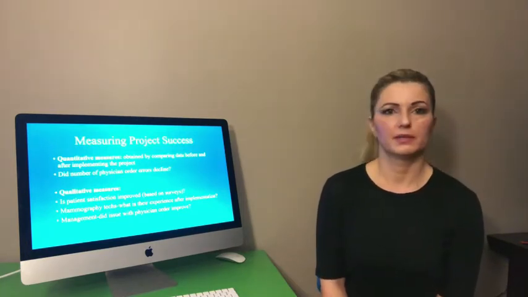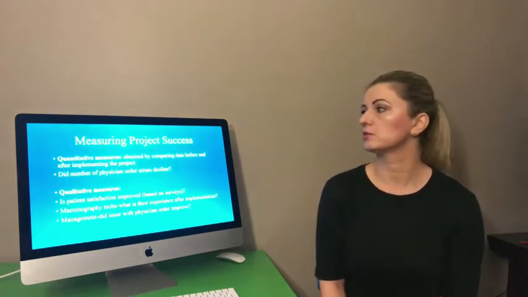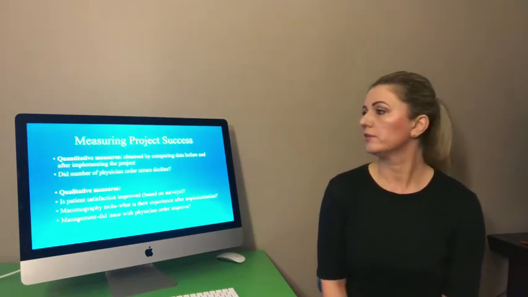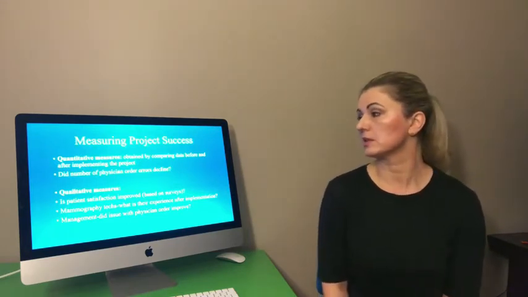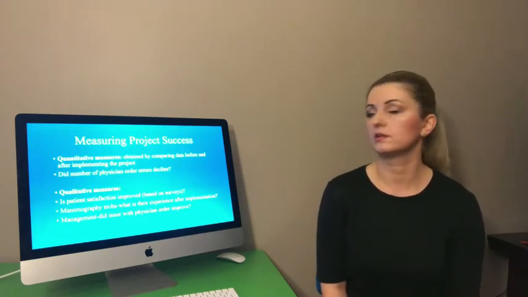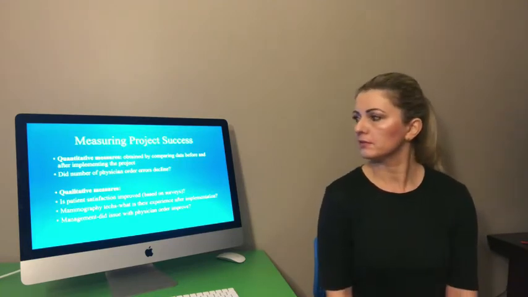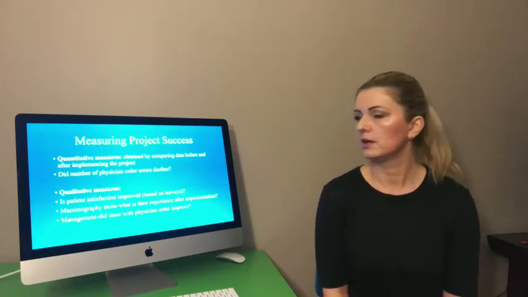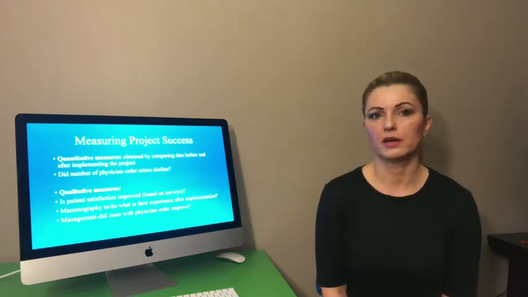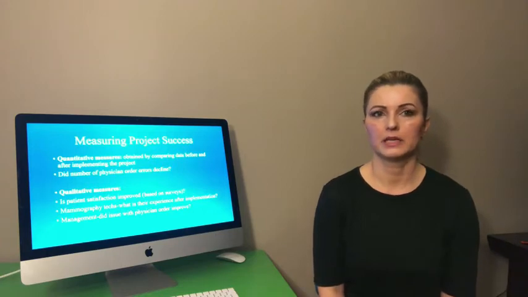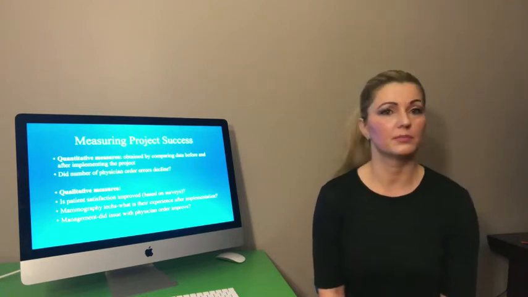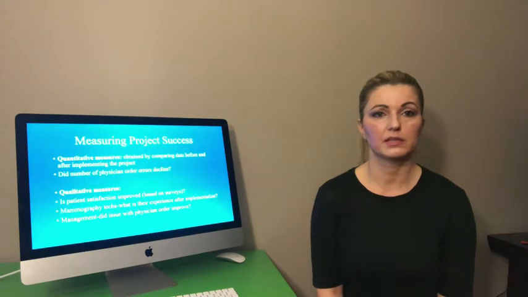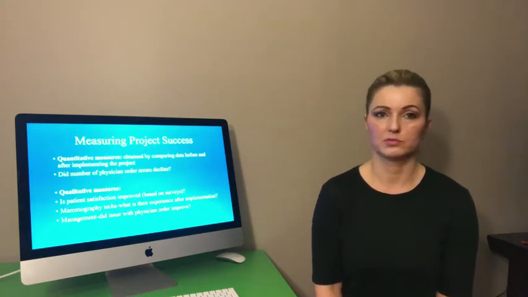After this project is finally implemented, we have to measure its success. Every project's success can be measured with quantitative and qualitative measures. I believe the way to measure quantitative success would be comparing data before and after implementation. For example, before implementation we had 15-20 errors per week, and after the whole project is implemented, we now have 5 or 6. So we can tell by these numbers that the project is successful.